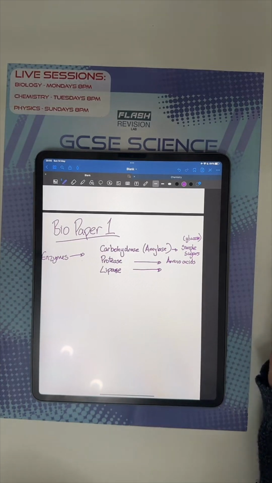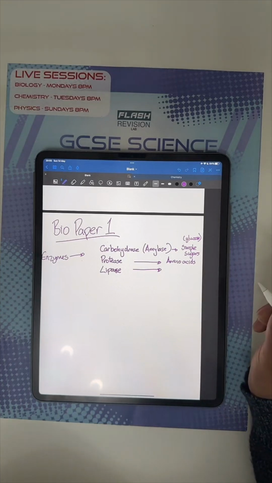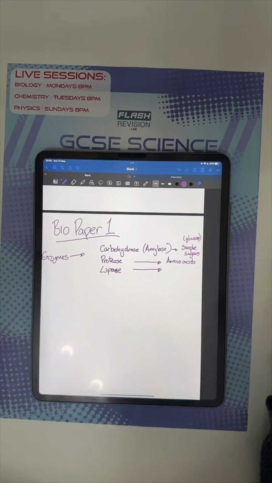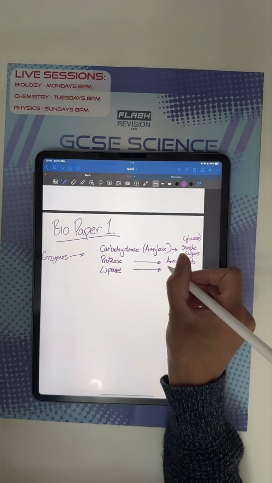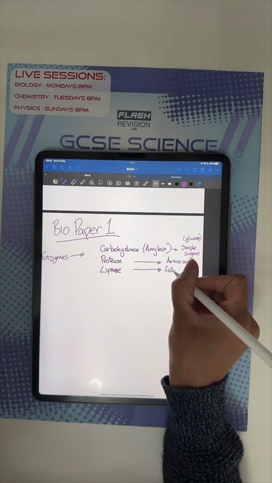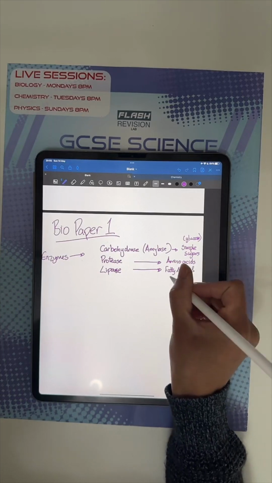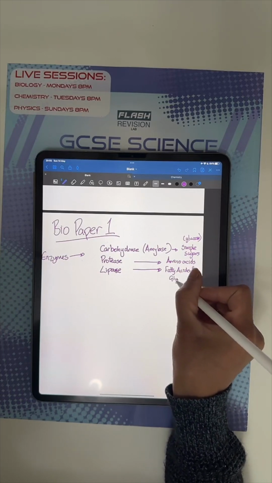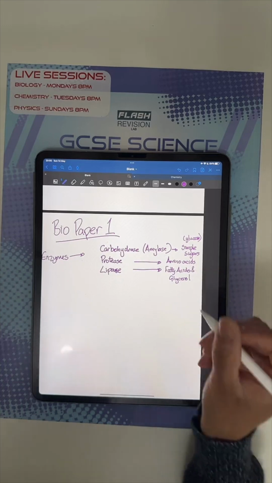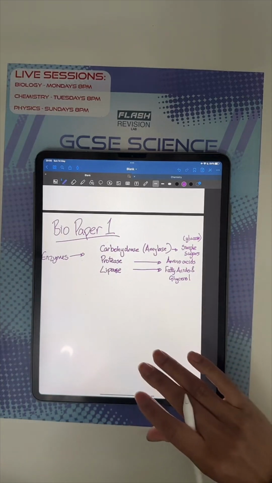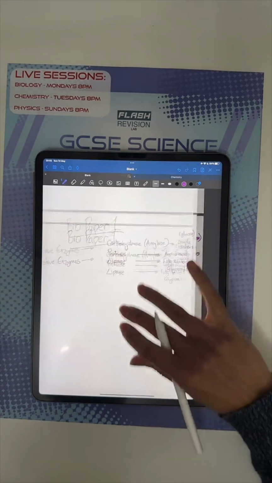Exam boards, this is relevant to AQA, Edexcel, and OCR. Lipids break down into glycerol and fatty acids. So two things. Glycerol is just one of them. It's two things: fatty acids and glycerol. Amazing. Let's get into the question.